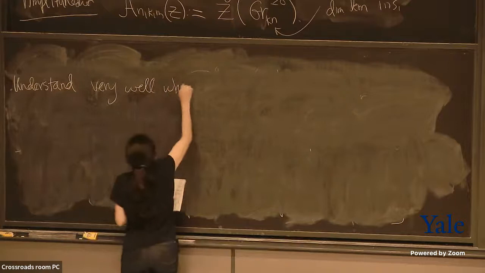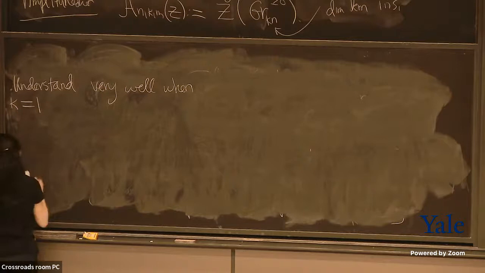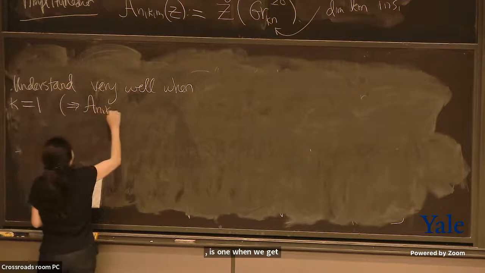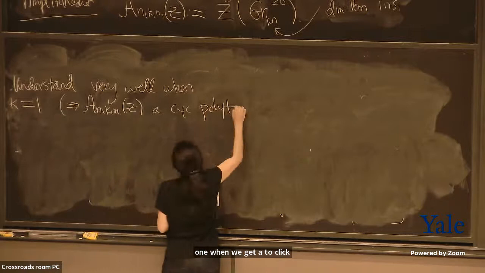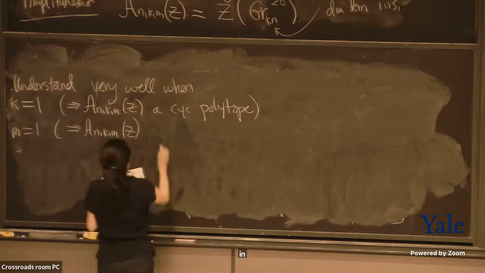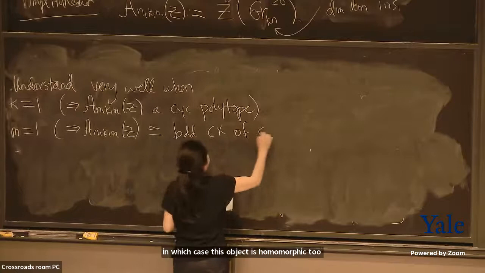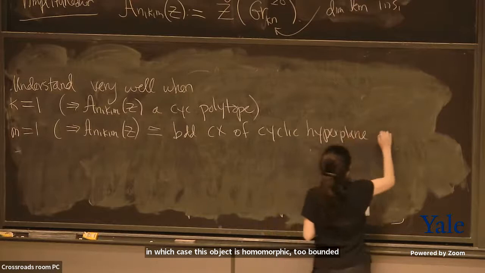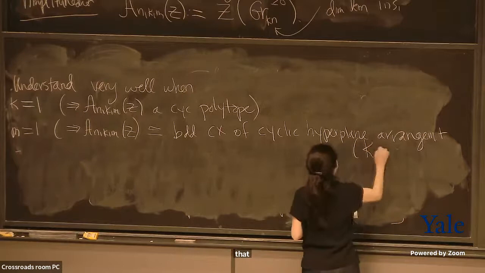So we understand them very well when, for example, K is 1, when we get a cyclic polytope. We also understand them very well when n is 1, in which case this object is homeomorphic to a bounded complex of a cyclic hyperplane arrangement. That was joint work with my former student, Stephen Karp.